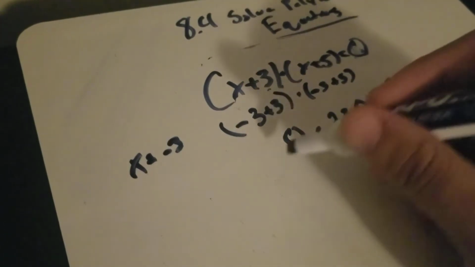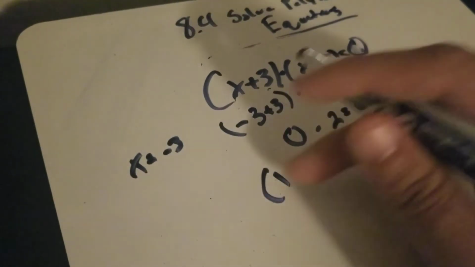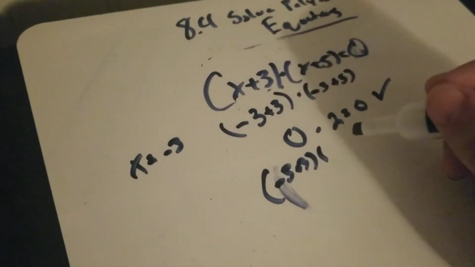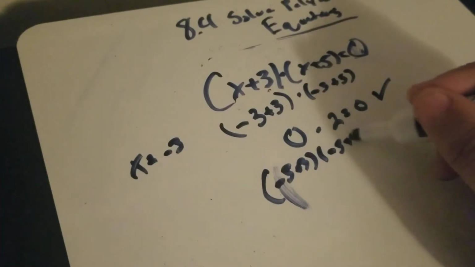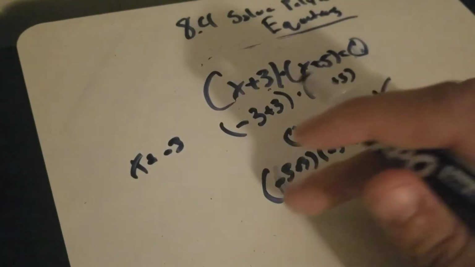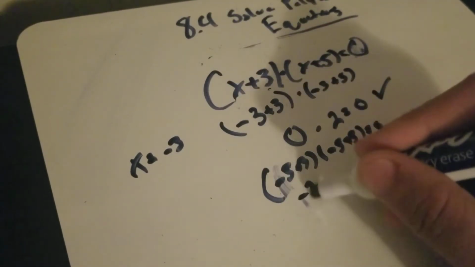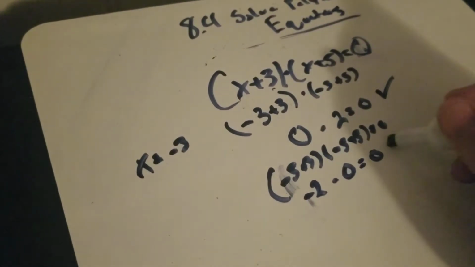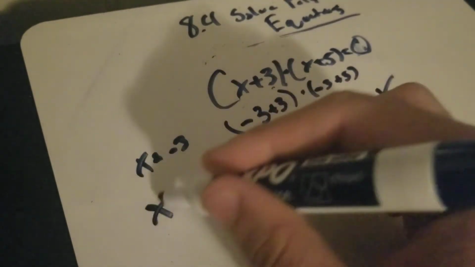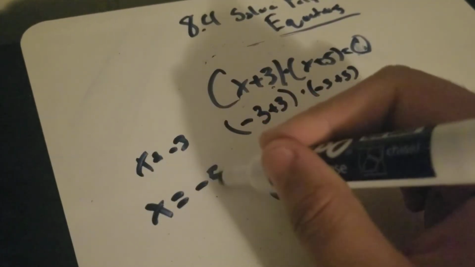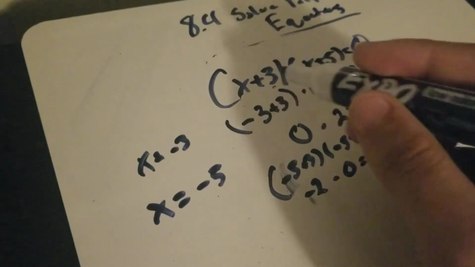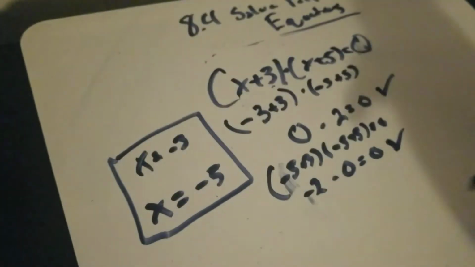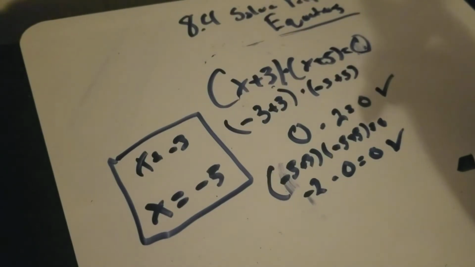What if I plugged in a negative 5, though? So that's negative 5 plus 3, and then it is negative 5 plus 5 equals 0. So over here, I get a negative 2 times, over here, I get a 0 equals 0. Hey, that works out too. So something strange. I have two x's, and these two x's cause me to have two correct answers: x equals negative 3 and x equals negative 5.